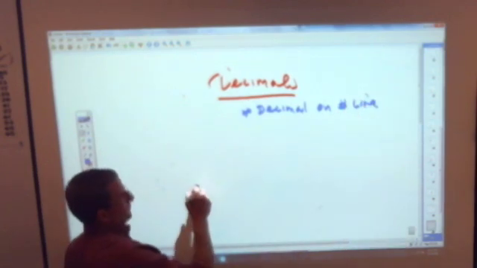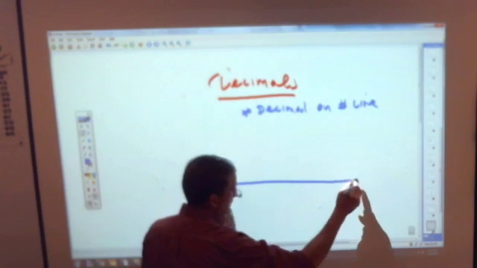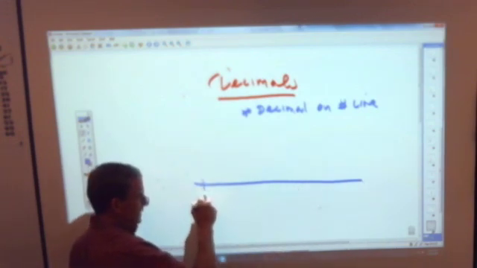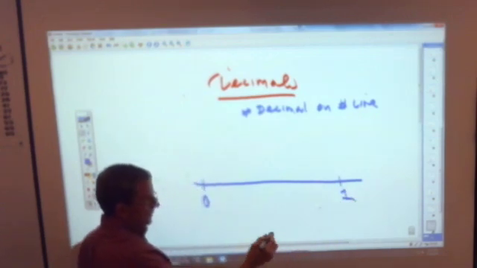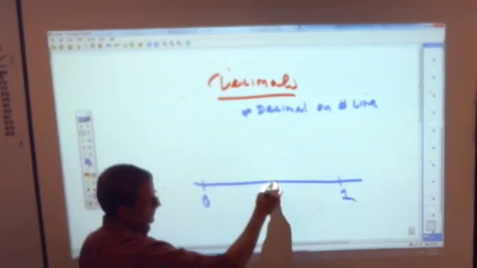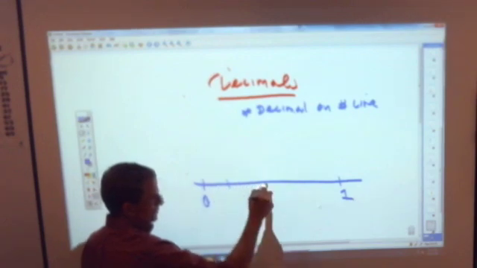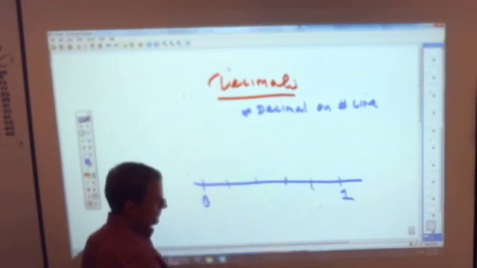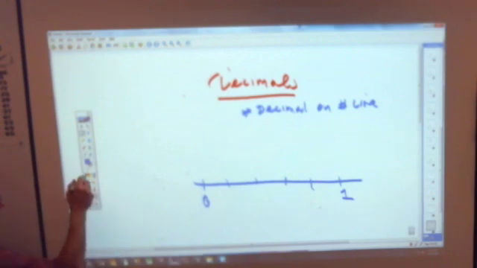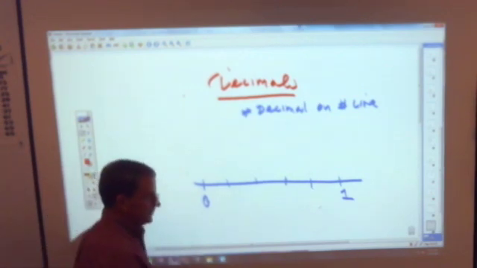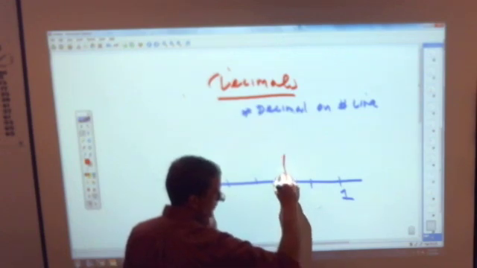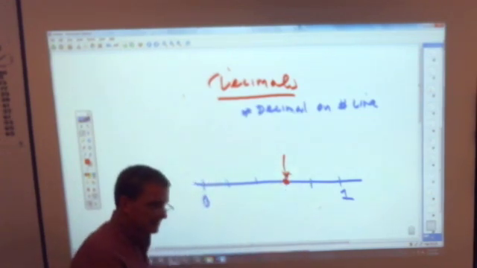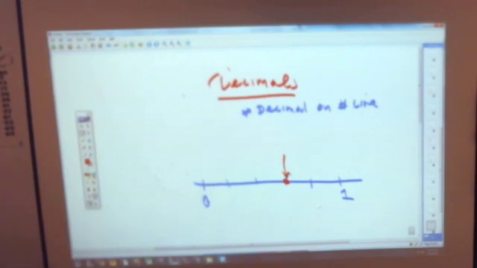And maybe we should start with this. Here is my number line. And I have a 0 here, and it goes to a 1 right here. And I asked you, boys and girls, and children of all ages, this point right here, what decimal is that? What decimal is that?